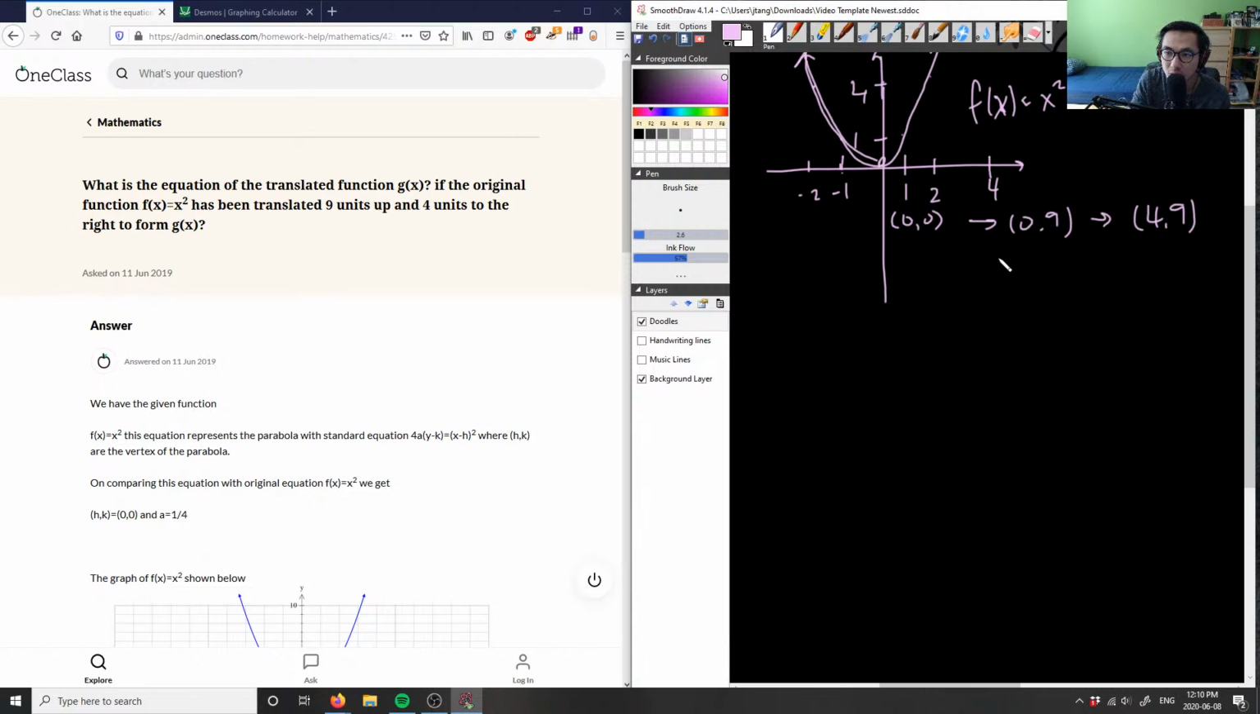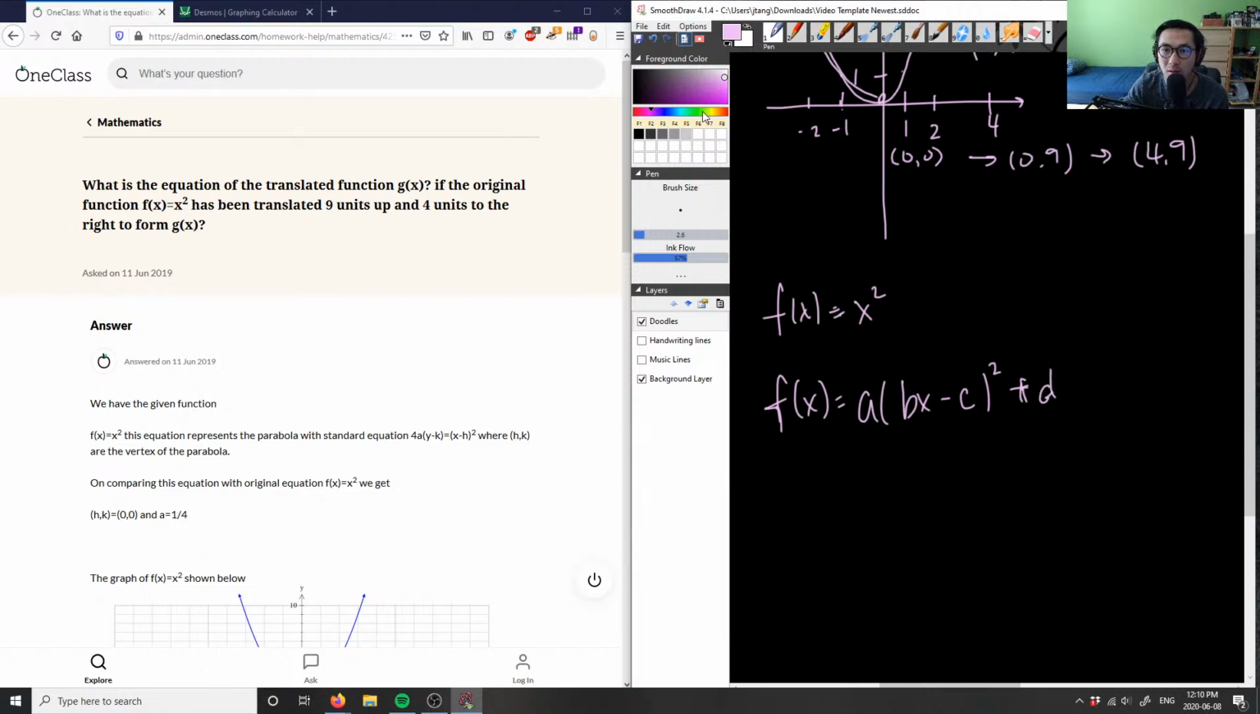Well, what we can do here is simply write down our parent function x squared, and follow the general form for transformations. And what is that? I'm going to give you the general form. So it's a times (bx minus c) squared plus d. And what does this mean? Well, I'm going to show you.